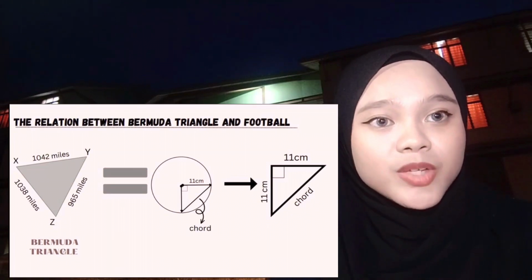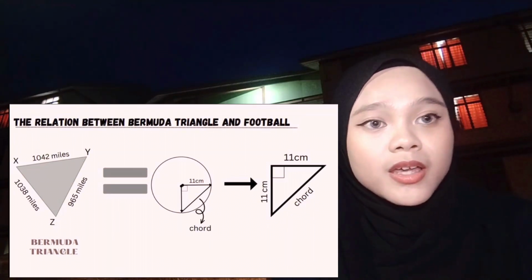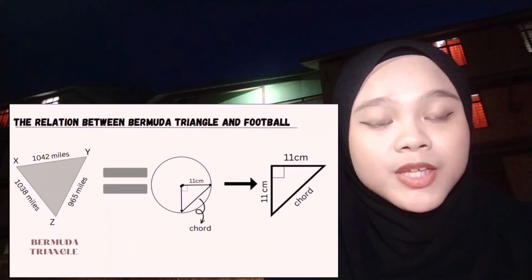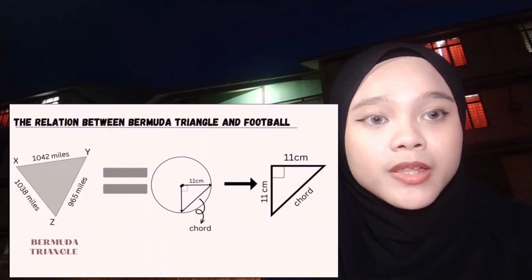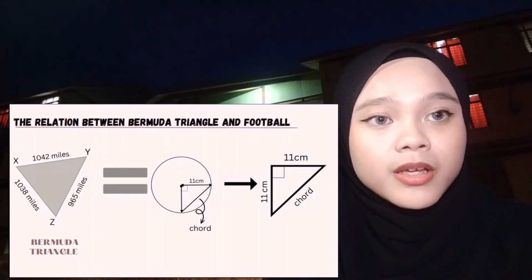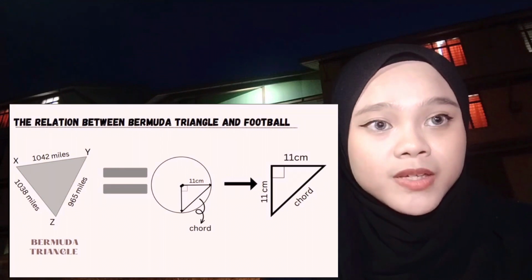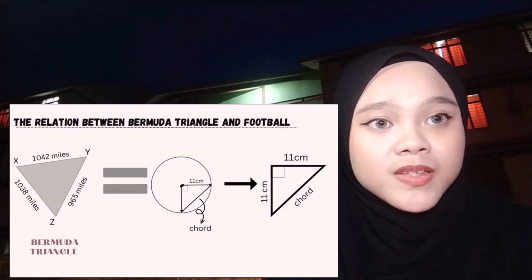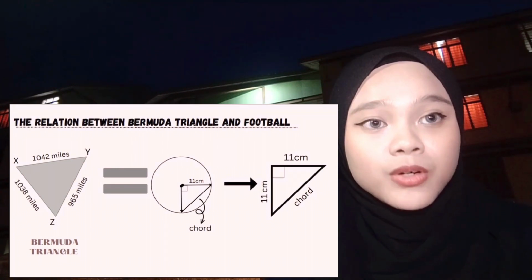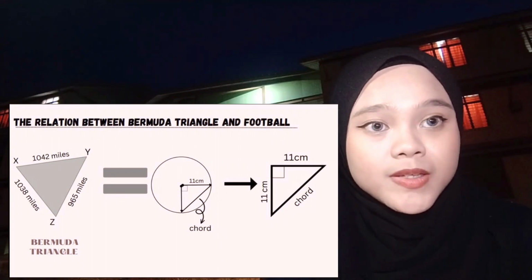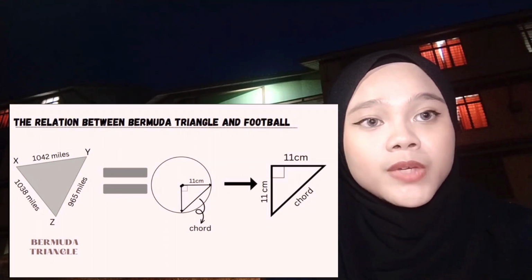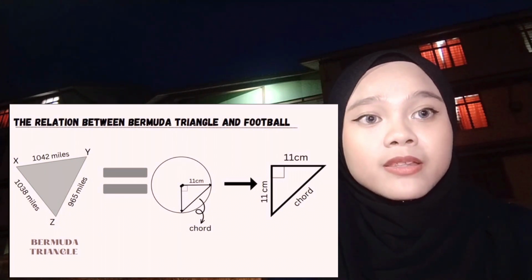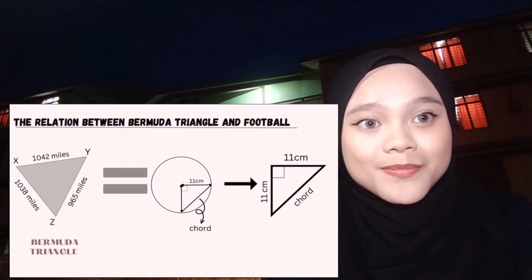Next is the relation between the Bermuda Triangle and the football. As you can see from the slide, we created a right angle triangle using two radii connected to the circumference, and we created a chord connecting the ends of both radii. Therefore, we get a piece of a right angle triangle.